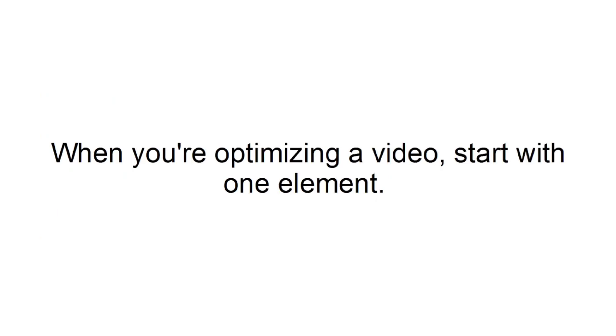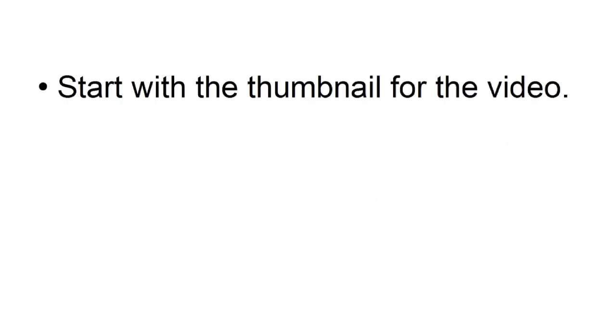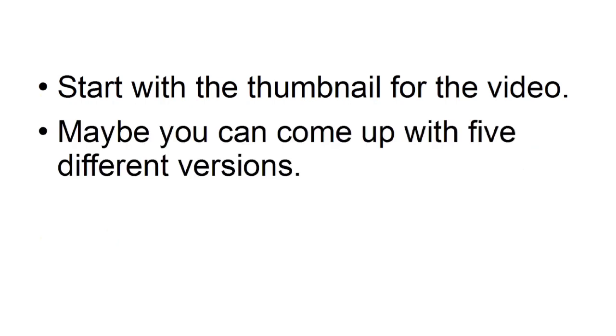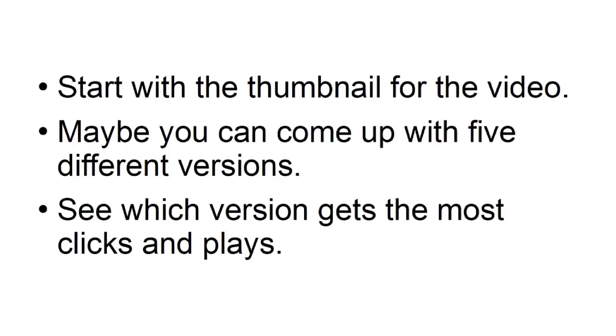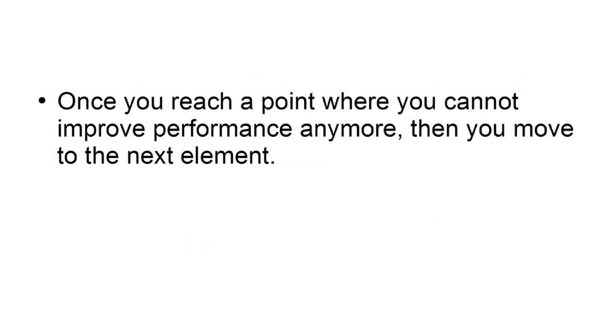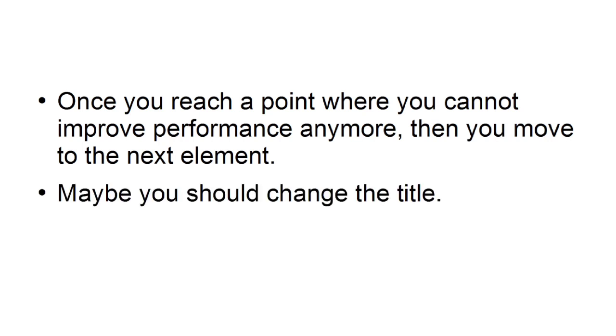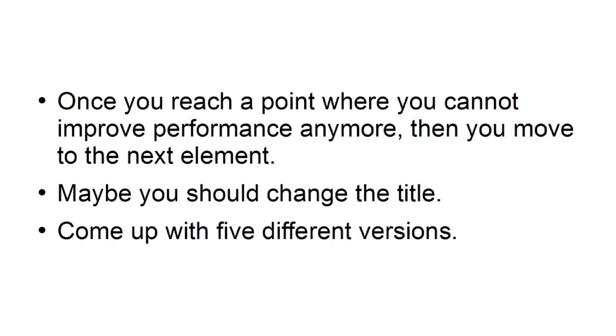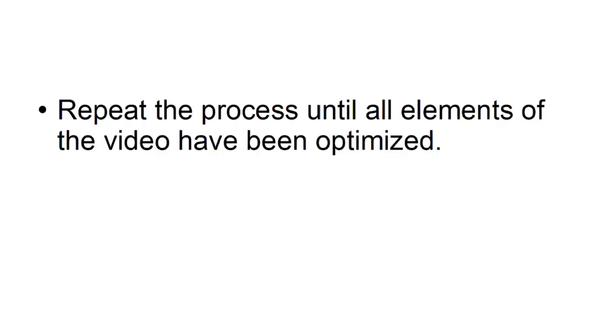When you're optimizing a video, start with one element. For example, start with the thumbnail for the video. Maybe you can come up with 5 different versions. See which version gets the most clicks and plays. Come up with more versions of that successful thumbnail and see if you can improve the click-through. Once you reach a point where you cannot improve performance anymore, then you move to the next element. Maybe you should change the title. Come up with 5 different versions. Repeat the process until all elements of the video have been optimized.